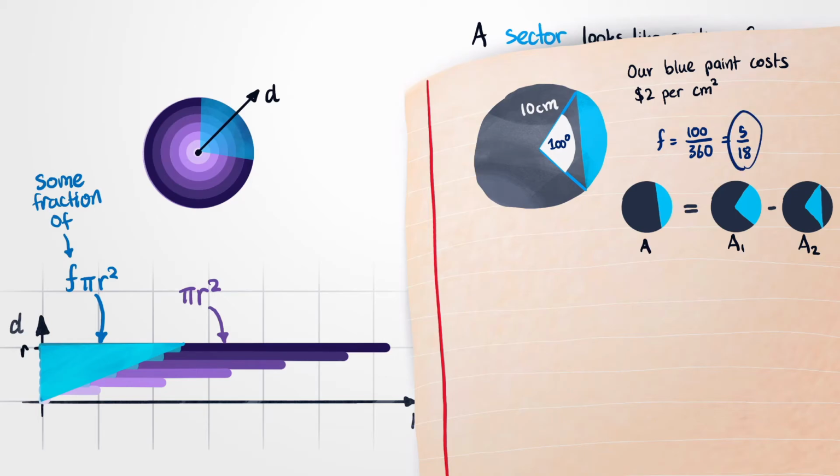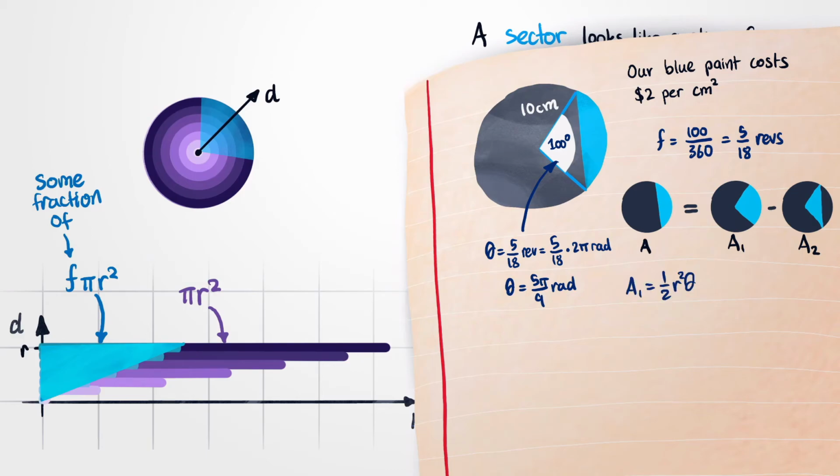Now this 5/18 over here is just the number of revolutions in an angle of 100 degrees. So the first thing we need to do is to find our angle in radians. That's actually pretty easy because we could just swap revs for 2 pi radians. And now this just ends up being 5 pi on 9 radians. Now first off, we know that the area of our sector is just half r squared theta. We know that r is 10 and theta is 5 pi on 9. If you put in all the numbers except pi, you'll find that you just get 250 divided by 9.